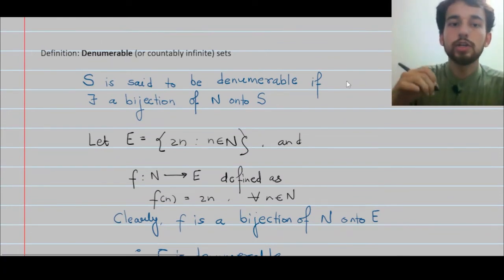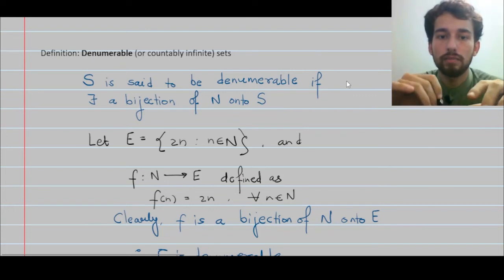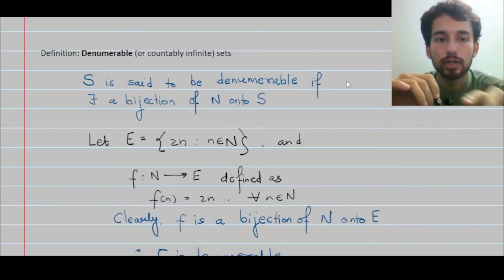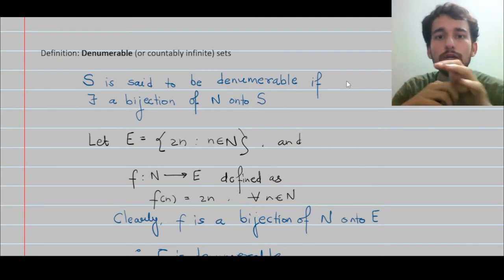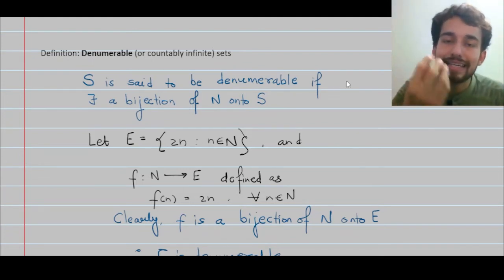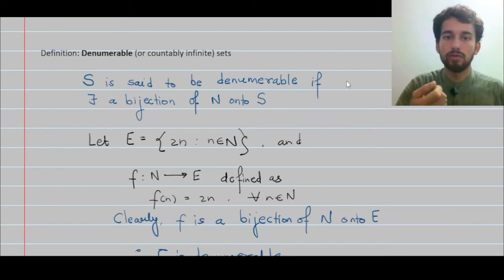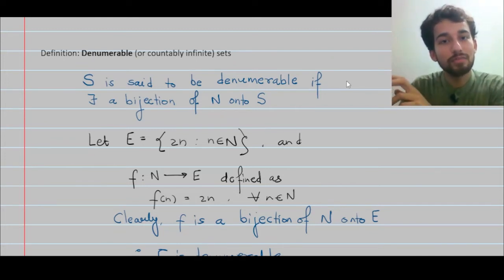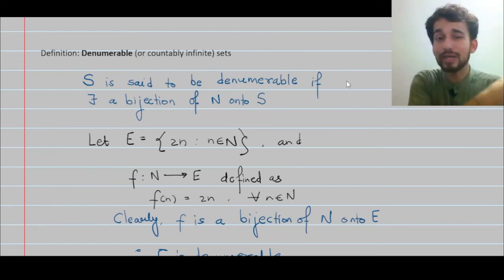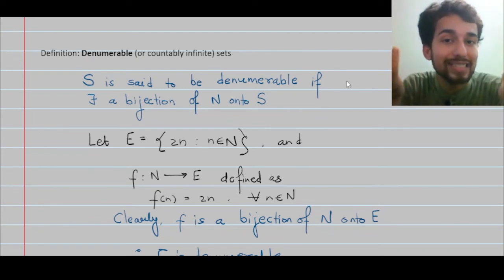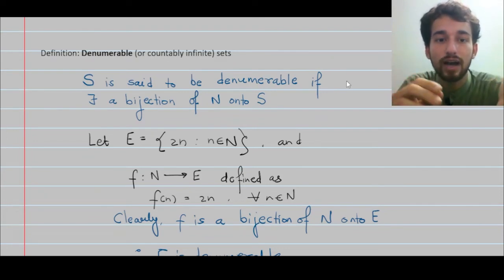Denumerable means that you have an infinite set and you want to enumerate each of its elements. What we are doing there is, on one side you have this infinite set, and on the other side you have the set of natural numbers. Corresponding to each natural number, you are assigning an element of this set. So what we are doing exactly is trying to find a bijection.